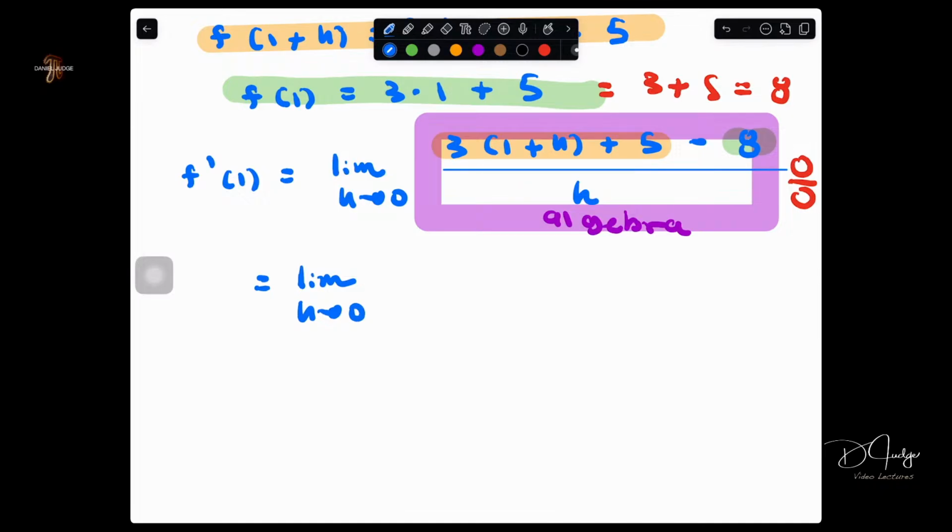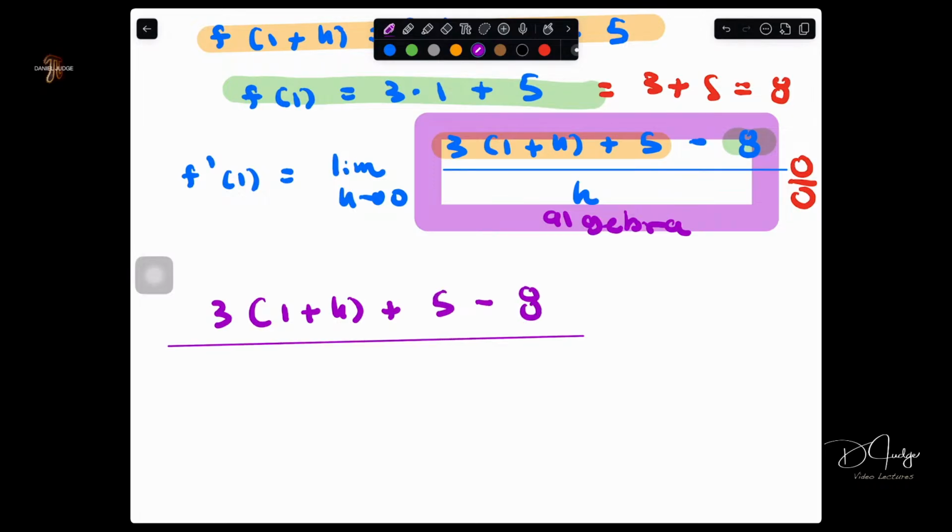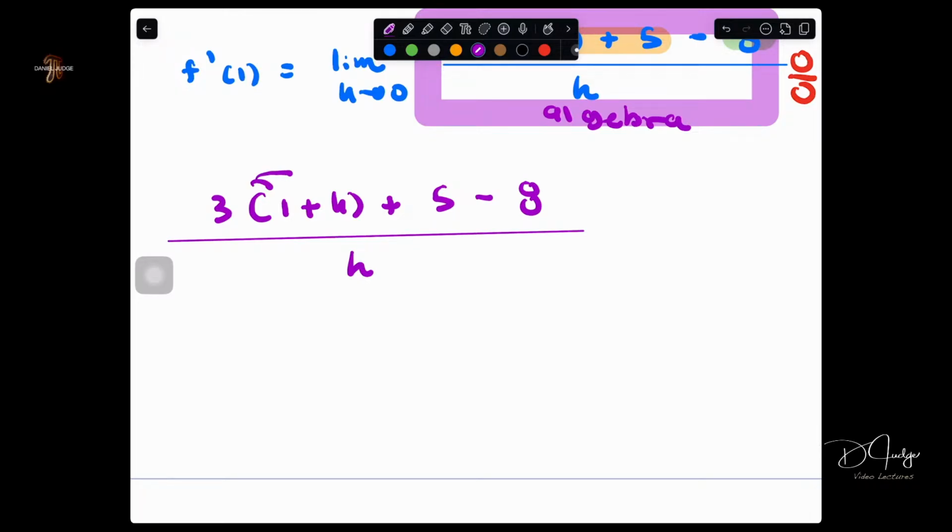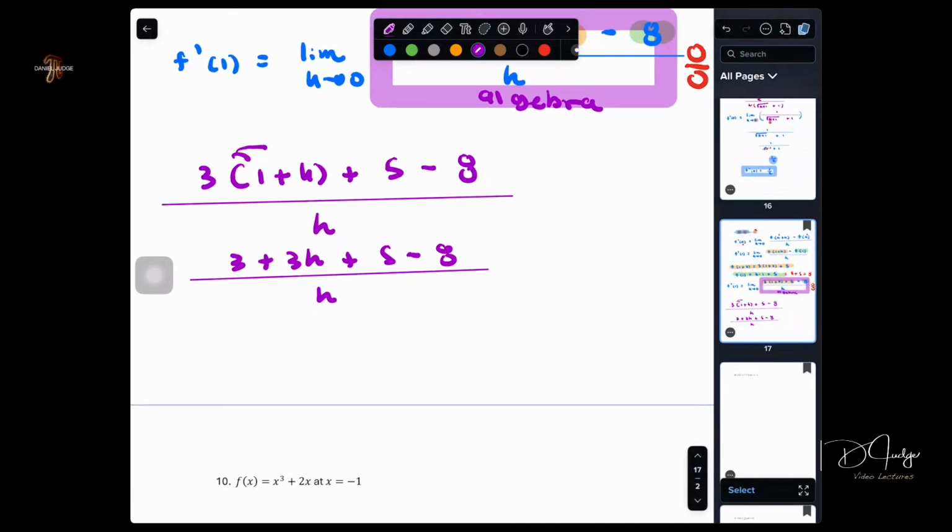Now, by the algebra, we can distribute here, this 3 here. So I guess I'll just write that down again in purple. Let's do it this way. Let's be kind of consistent all the way through. 3 times 1 plus h plus 5 minus 8 over h. Distribute here. You get 3 plus 3h plus 5 minus 8 over h by distributing.